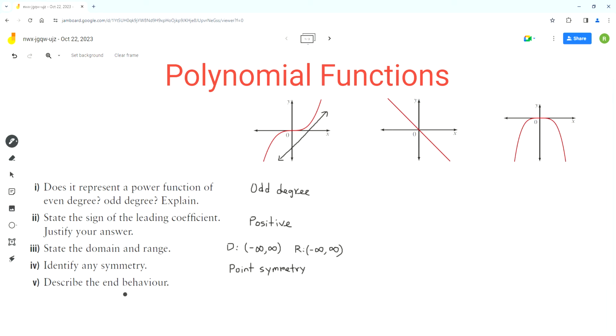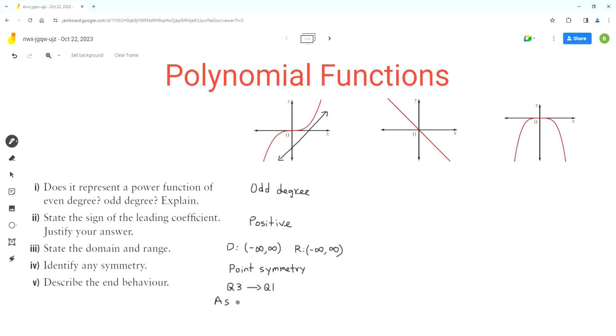And now we can describe the end behavior. End behavior can be described in 2 ways. In terms of quadrants, the end behavior is from quadrant 3 to quadrant 1 because the graph goes in the upward direction from left to right. The other way to describe the end behavior is in terms of limits.